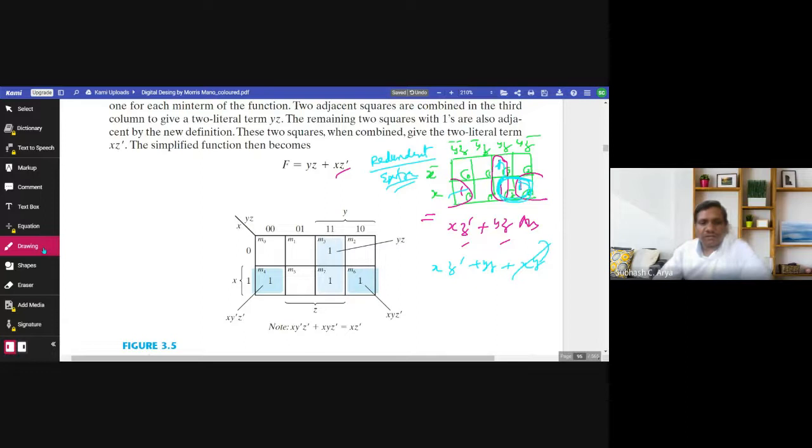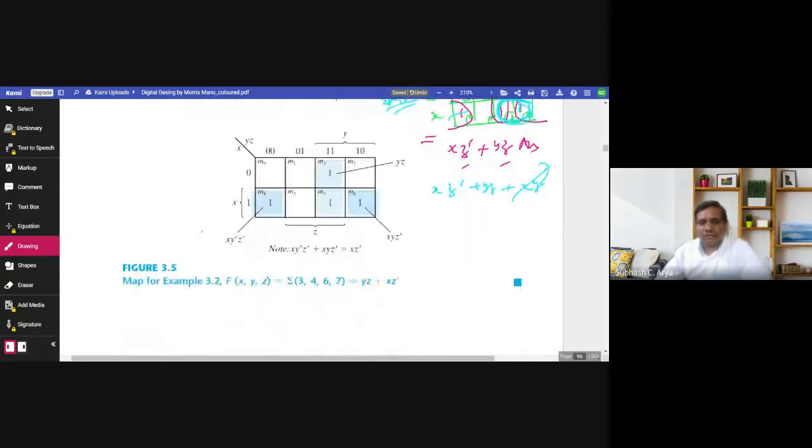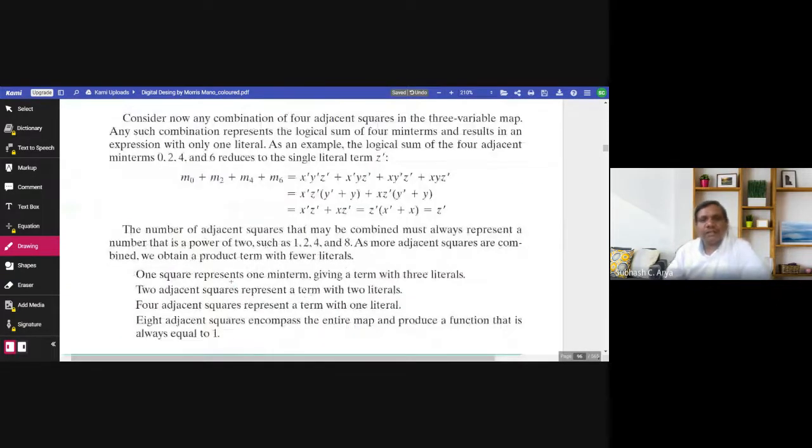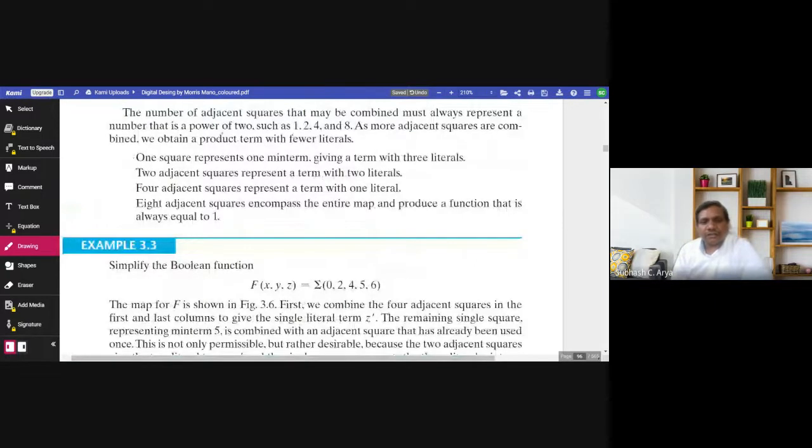Now, one new terminology we come to know is called redundant. So we should avoid making a redundancy. There is a temptation to make a redundant group. So this is written here. If one square is left, which is not making any pair with a pair, quad, or octet, the number of literals will be 4.